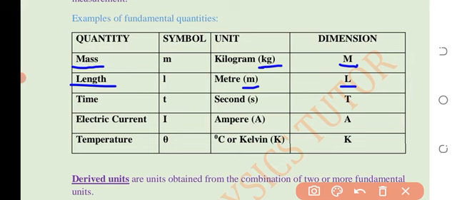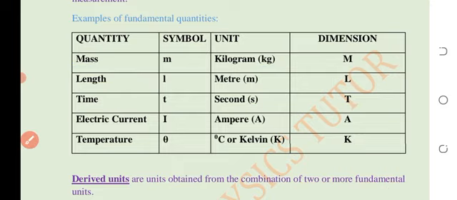Take note of that. Now the third one is time, which is measured in seconds. The dimension of anything that is measured in seconds is capital letter T. Let's take note of that. And so also, others are there. Okay, let's move away from this.